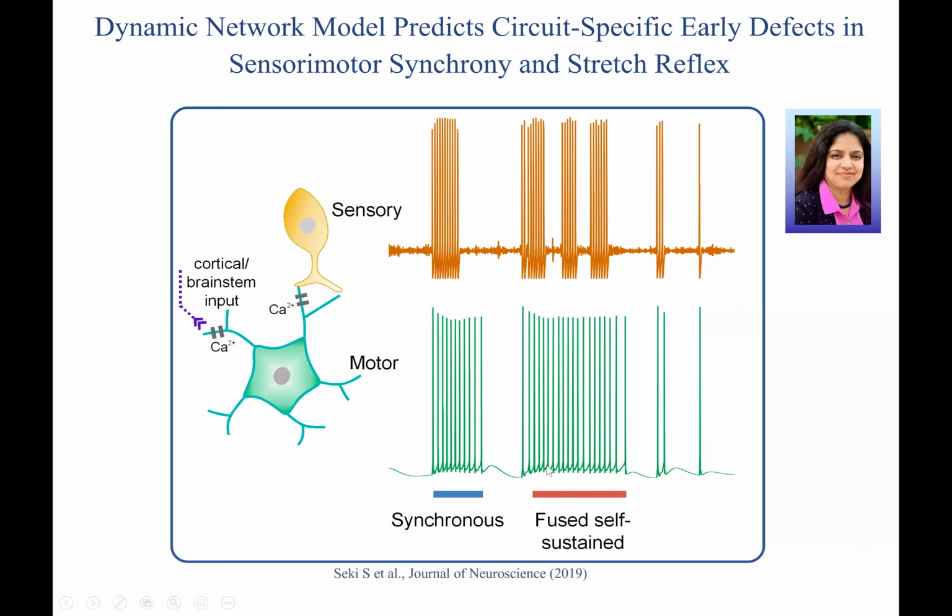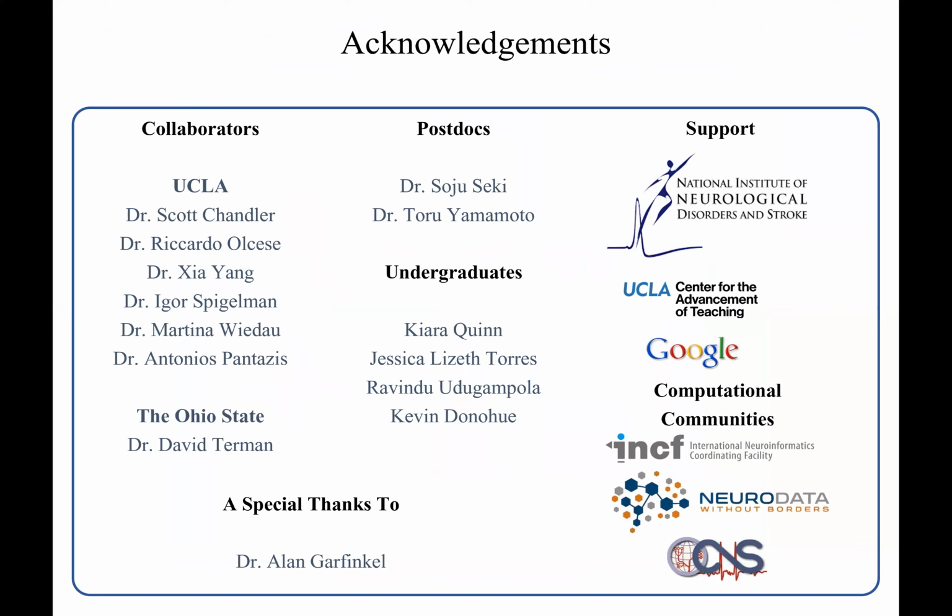And this type of firing of the motor neuron can activate the muscles continuously, even though it may not be required to do so, and lead to dysfunctional muscle activation, which we call fused self-sustained activity. In this case, these can basically result in hyperreflexia or muscle twitching that is observed in these patients early on during the disease development. So overall, that's kind of my story for now.